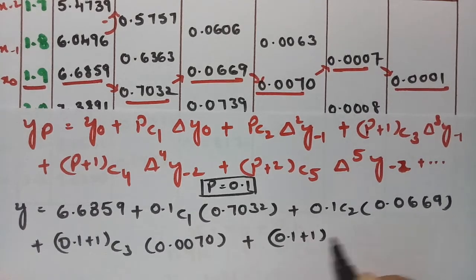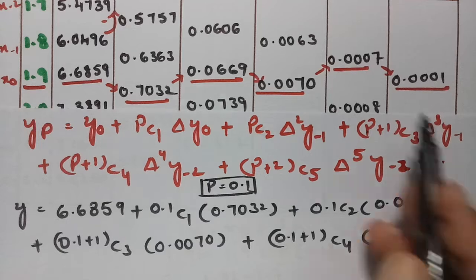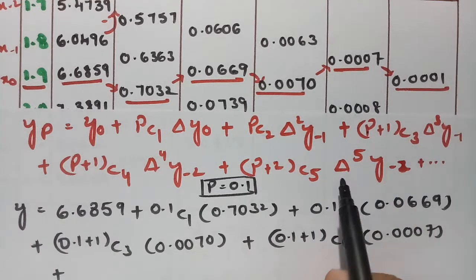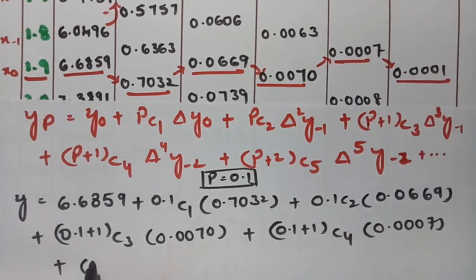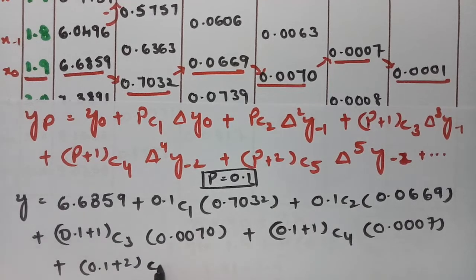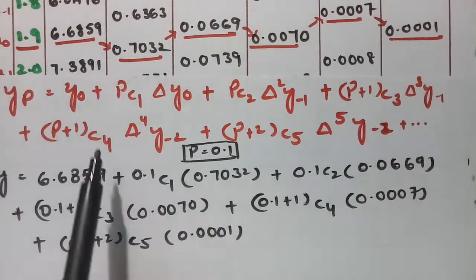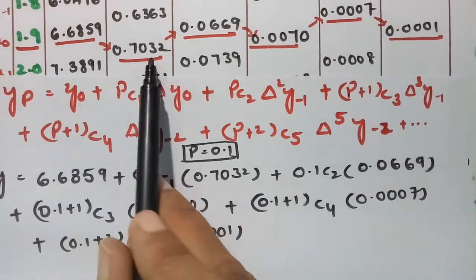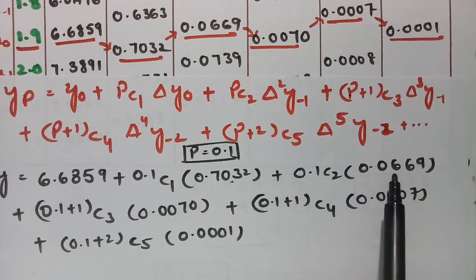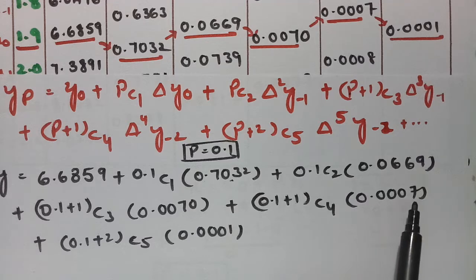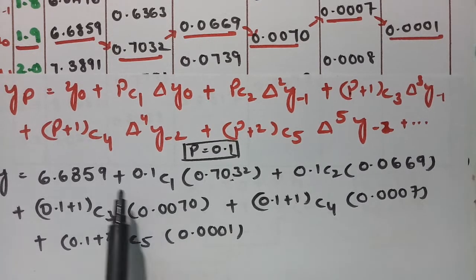That is 0.1 plus 1 C4 into the next value here is 0.0007, and PC2, P plus 2. So what is P here? 0.1 plus 2 C5 into the last value is 0.0001. So these are the values which I have taken. First one 6.6859, that is 0.7032, and the next value is 0.0669, and this one is 0.0070, this is 0.0007, this is 0.0001. So these are the two P's, 2p plus 1 and p plus 2 and so on.